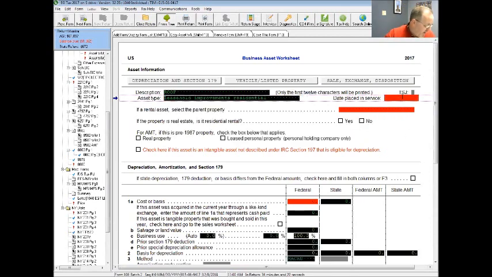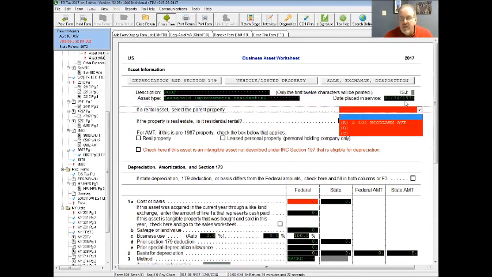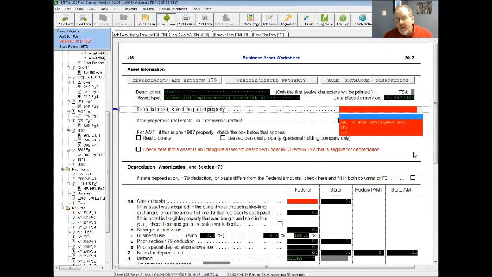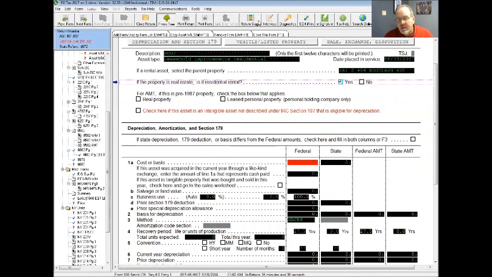I have my roof. The repair was $84.35. Whoops, I'm sorry, getting ahead of myself. It was done on 8/9/2007, and it applies to our Woodlawn property. All right, residential rental. Again, the repairs were $84.35.